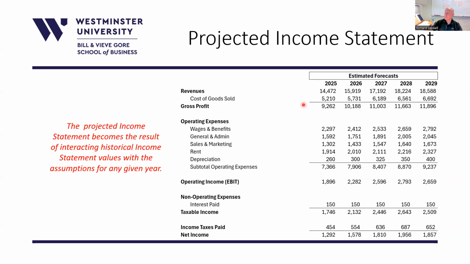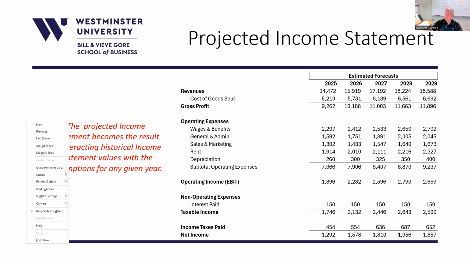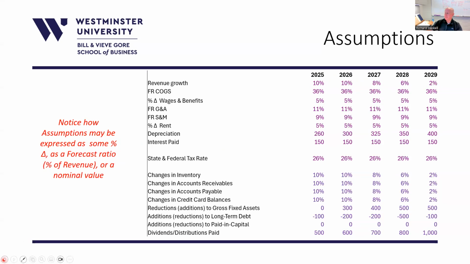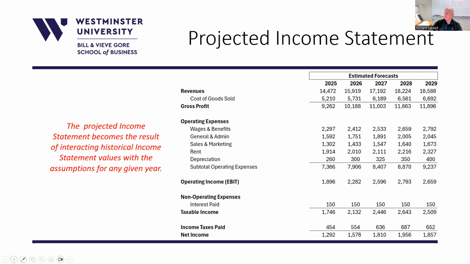All I did to get this revenue number for any given year was I used the percent change in revenue represented in our assumptions table. All I did to get the cost of goods sold number for each year was to apply the forecast ratio for cost of goods sold for that year against that year's revenue. And that gave me the forecast value for cost of goods sold. And I did something similar then with the wages and benefits, general administrative, sales and marketing, rent, etc.